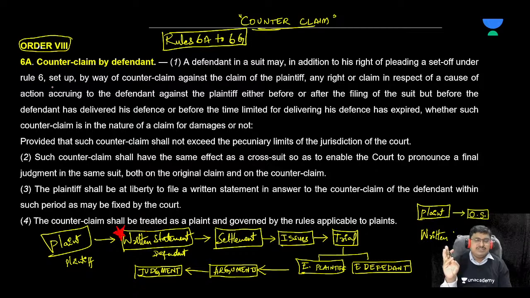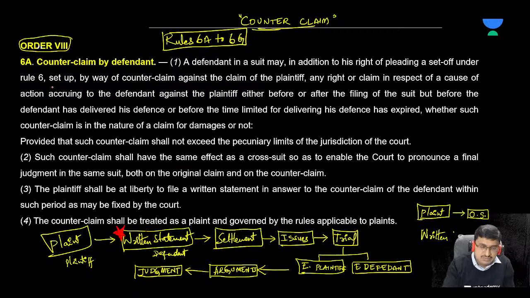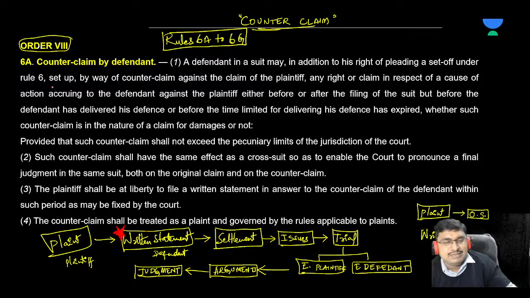Counterclaim is a way, friends. Filing a simple answer denying all the facts of the plaint is one way. Filing a written statement by way of a counterclaim is the other way. Filing a written statement by way of set off is another way. Now, in this class, we will be discussing filing a written statement by way of a counterclaim and set off.